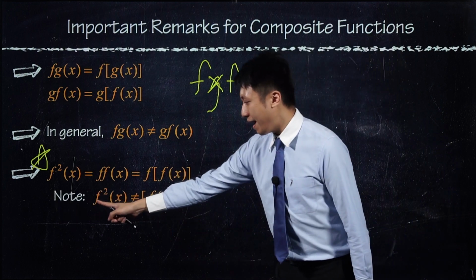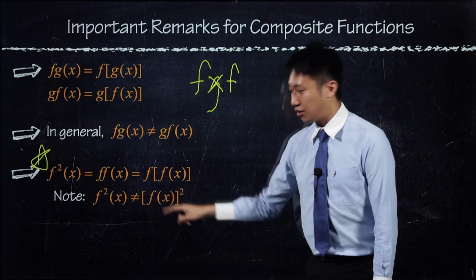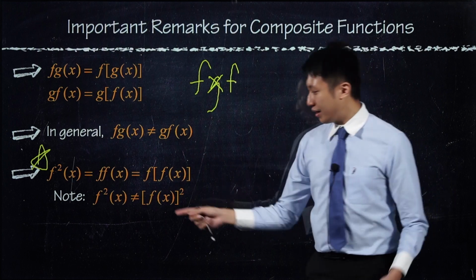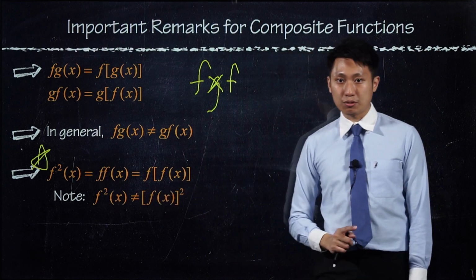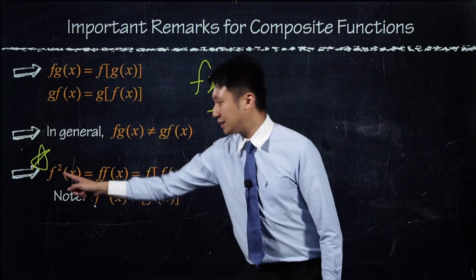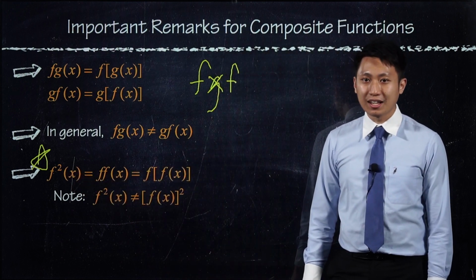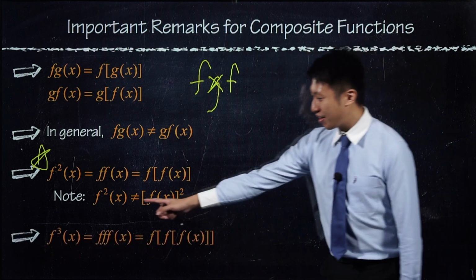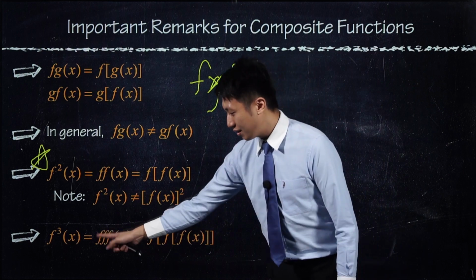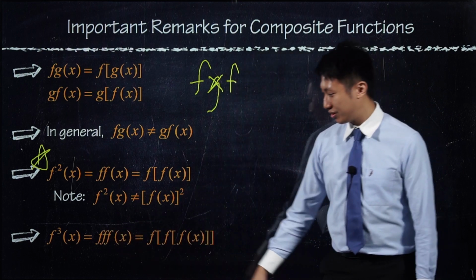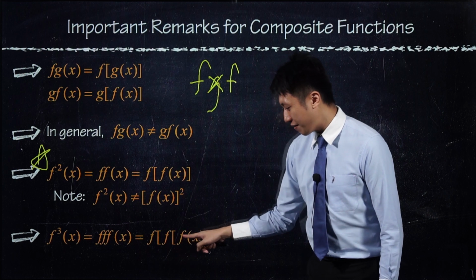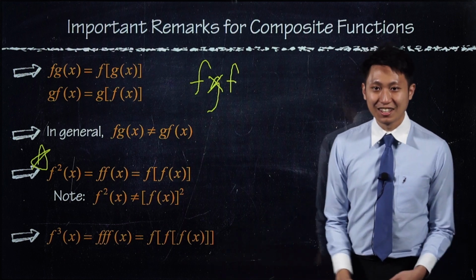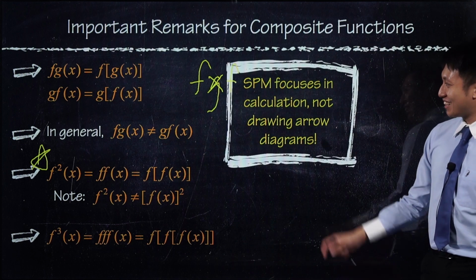Note that f square x is not equal to fx the whole thing squared. If they want to mean fx squared, they write it in this form, the whole thing squared. That's what you have to take care of. F square x is ffx, g square x is ggx. Then f power 3 means you composite 3 times: you do fx, then f acts on this result, then f acts on the result of the result. This one is very important.